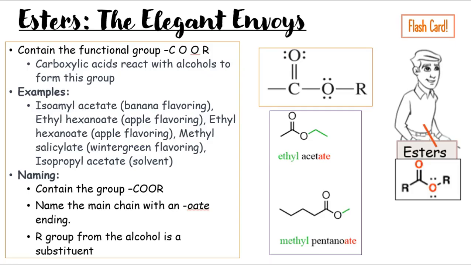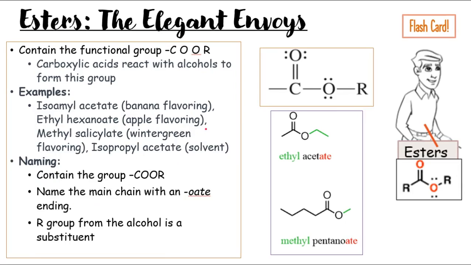All right. Okay, let's get into the esters, or the elegant envoys. They're ruled by the charming Ester Emperor, and their goal is to basically exude elegance and allure through perfumed alliances. Some examples of them will be banana flavoring, apple flavoring, sometimes wintergreen flavoring as well, and it can also act as a solvent. Okay, so there's plenty of examples of all of these functional groups that we've been developing.